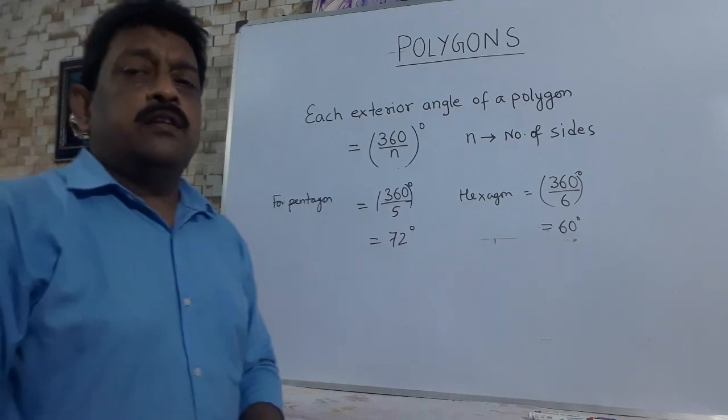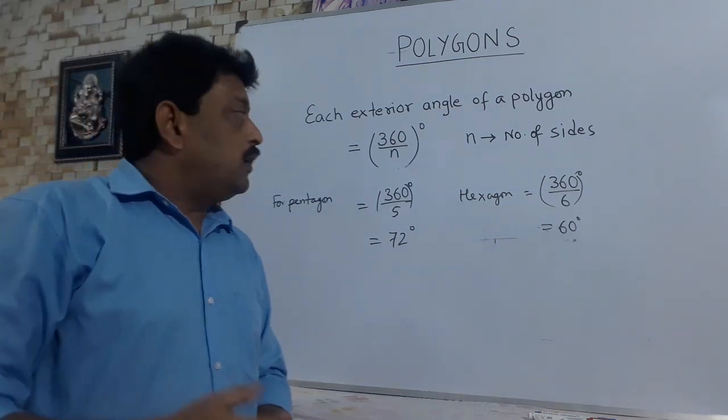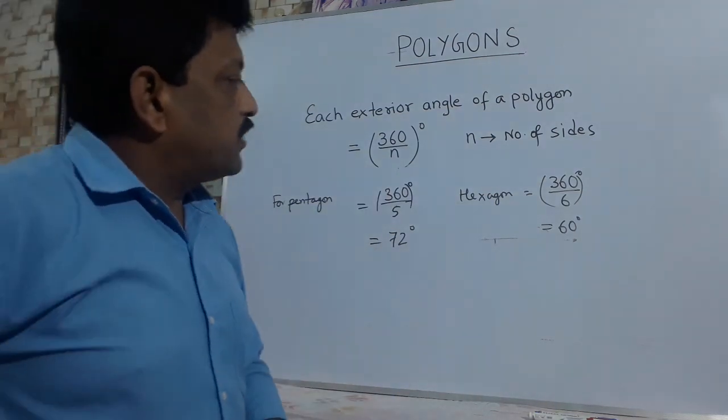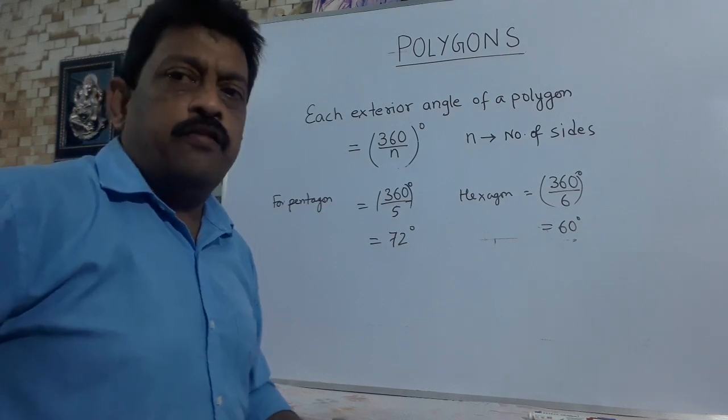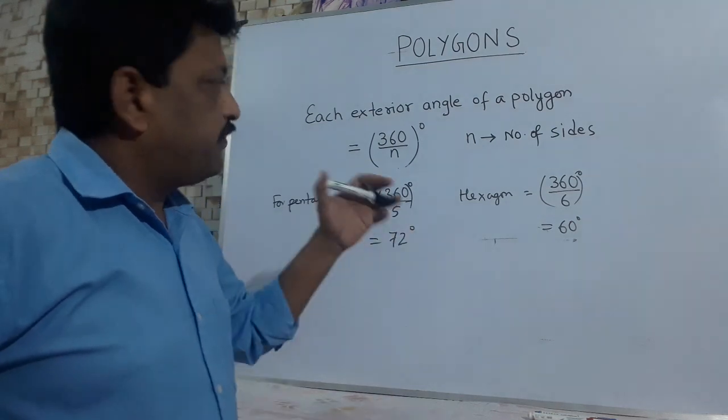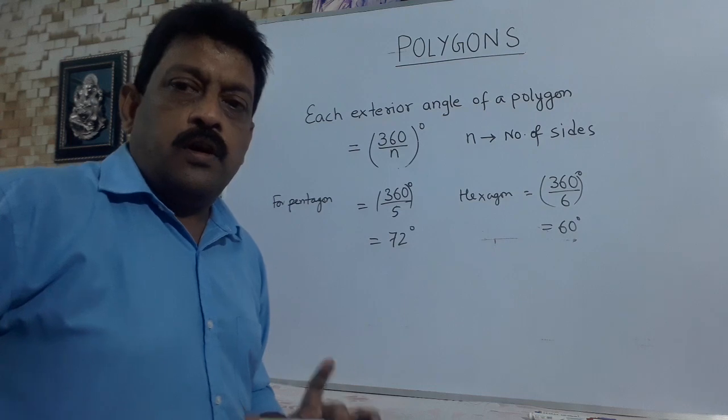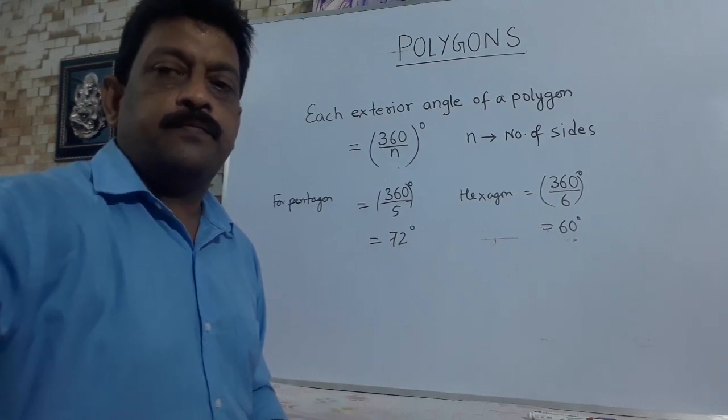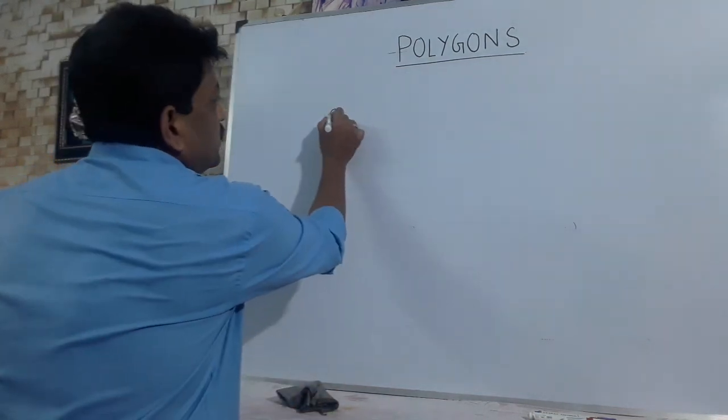So we can find the value of each exterior angle of any polygon, if the number of sides is known. Understood? Good. Now each interior angle.